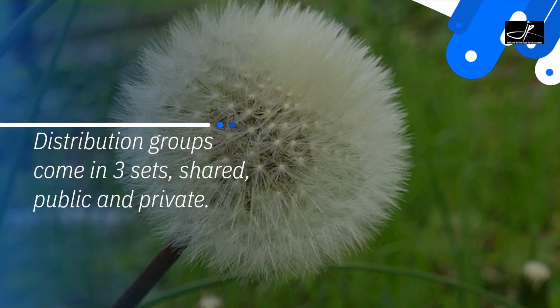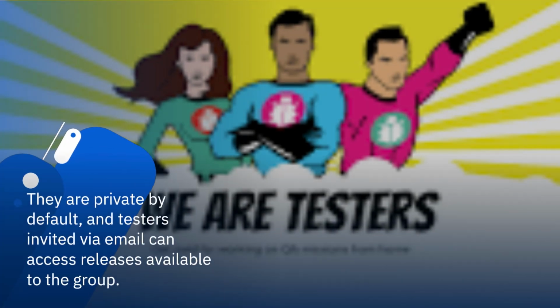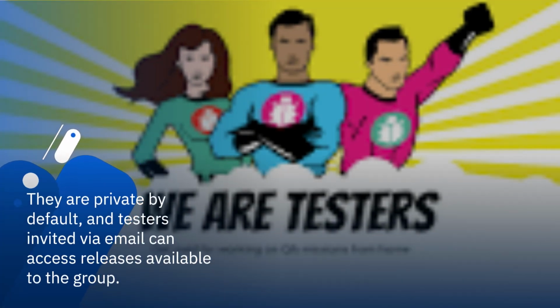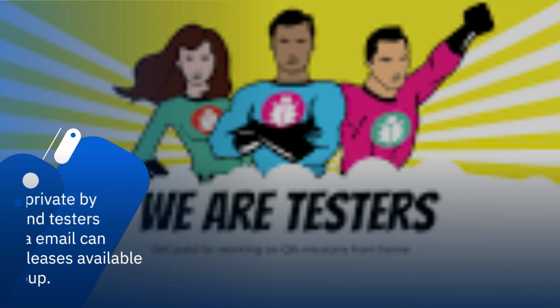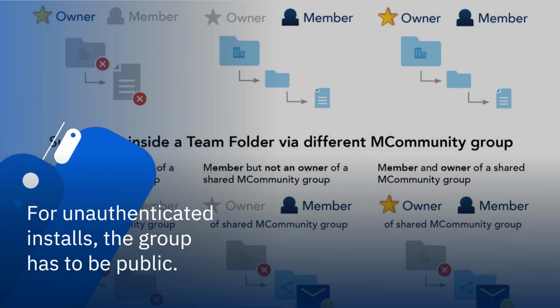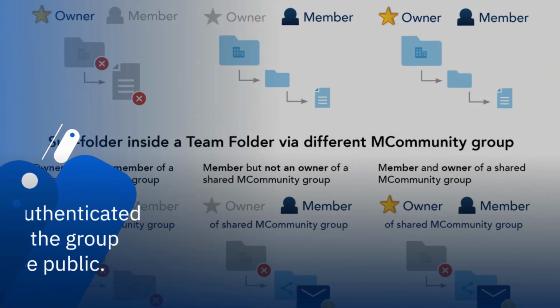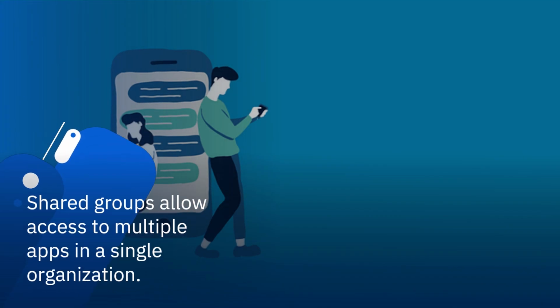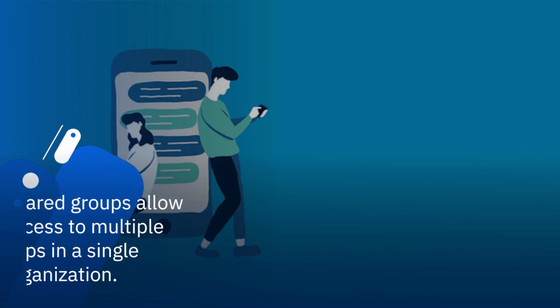Distribution groups come in three sets: shared, public, and private. They are private by default, and testers invited via email can access releases available to the group. For unauthenticated installs, the group has to be public. Shared groups allow access to multiple apps in a single organization.